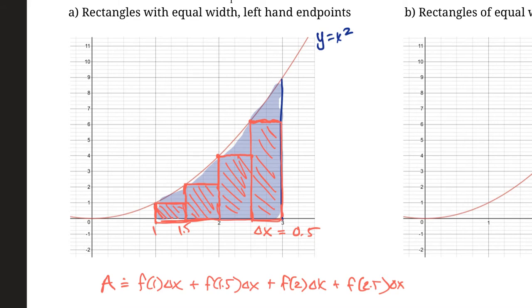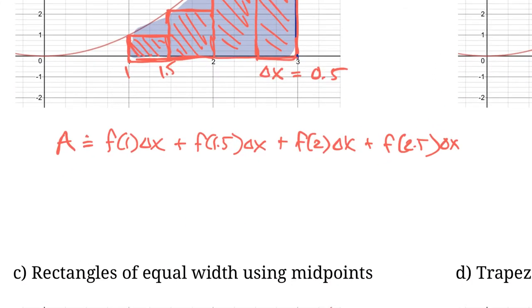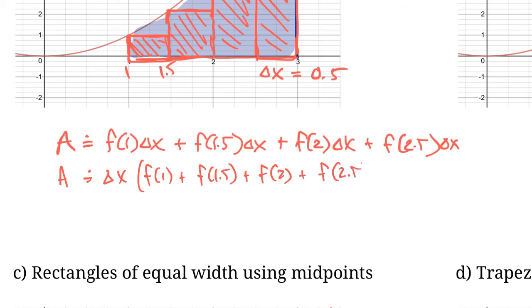So I can just calculate this, but before calculating it, you might realize that we can actually simplify this a little bit. We can factor out a delta x, so we don't have to multiply each one like that. We can simplify it so it's delta x, because the delta x is the same for all of them, times f at 1 plus f at 1.5 plus f at 2 plus f at 2.5.